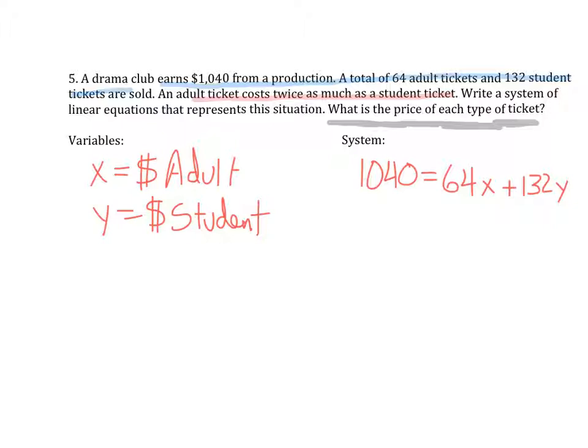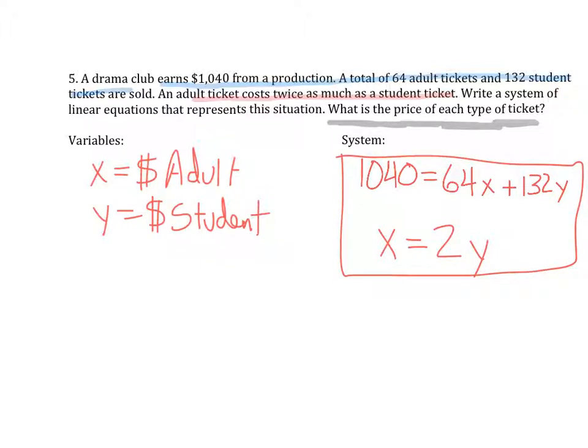And then for our second equation, it tells us that an adult ticket, which is x, is equal to or costs twice as much as the student ticket, which is y. So here's my system. I'm going to stop there during the notes.